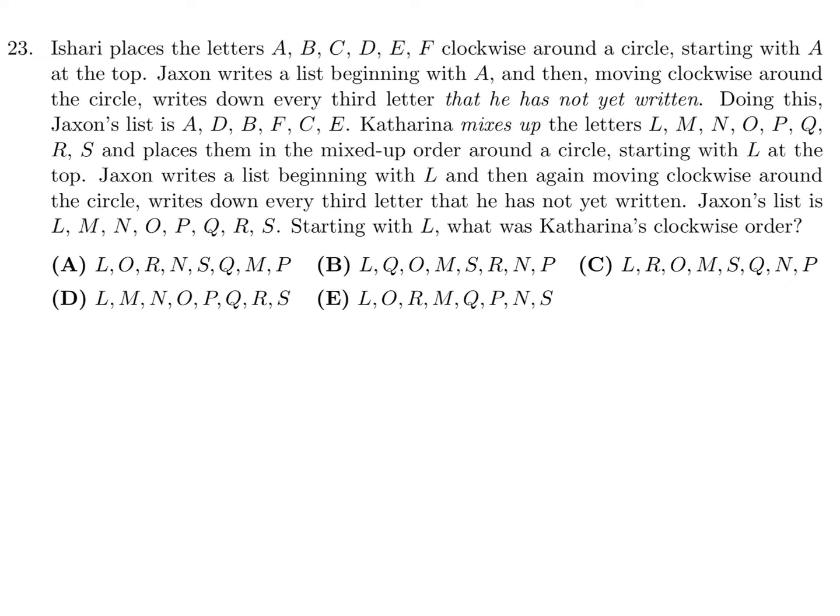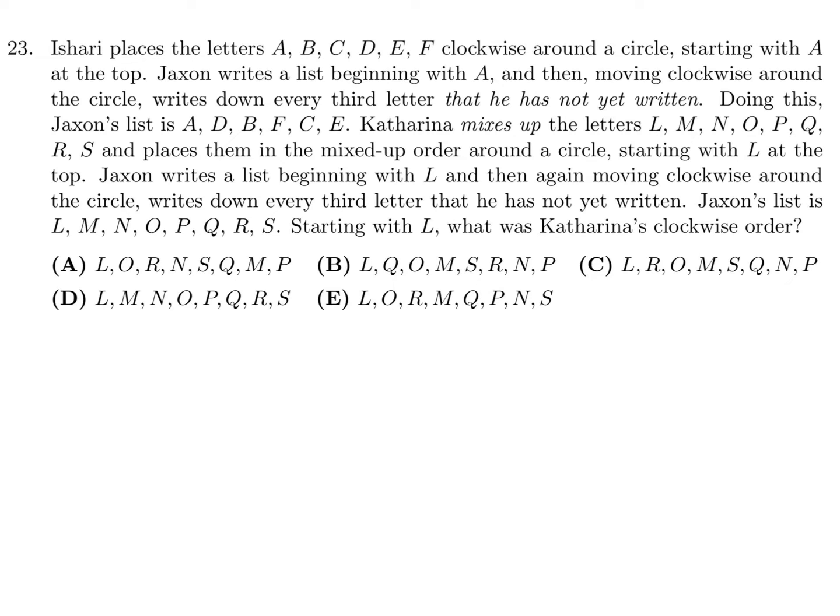Question number 23. Ishari places the letters A, B, C, D, E, F clockwise around a circle, starting with A at the top. Jackson writes a list beginning with A, and then moving clockwise around the circle, writes down every 3rd letter that he has not yet written. Doing this, Jackson's list is A, D, B, F, C, E.